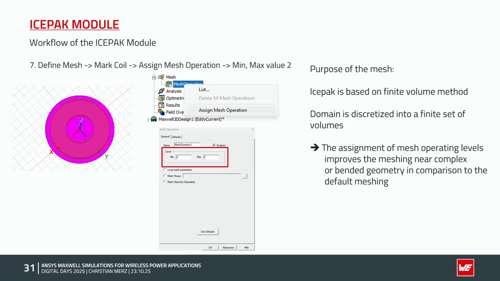Then as a next step, you have to define the mesh. For the 3D simulations, I just used the standard mesh, which is good enough for me. But for this ICEPAK module, we need to refine the mesh a little bit. ICEPAK is also based on the finite volume method, and the domain is discretized into a finite set of volumes. As you can see here, I refined the meshing a little bit.